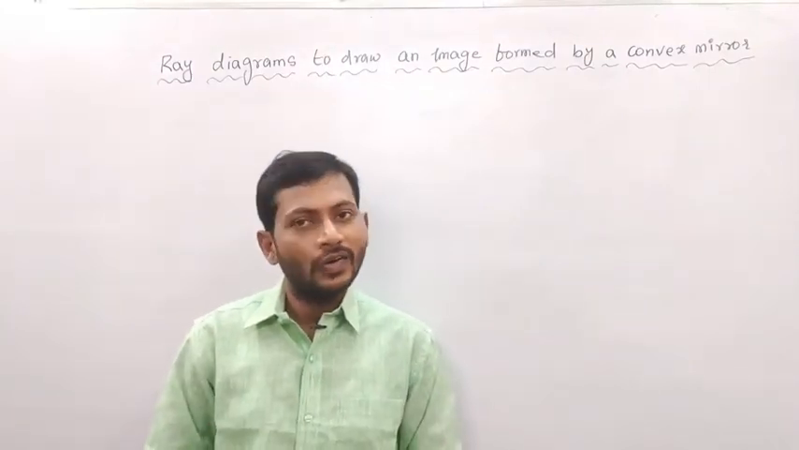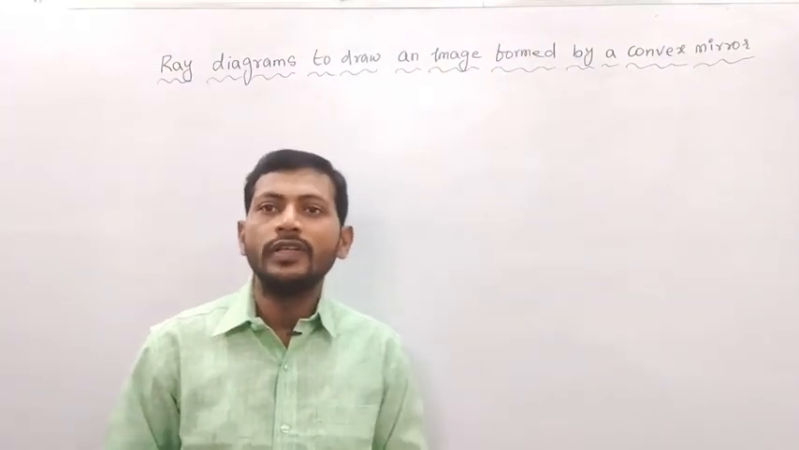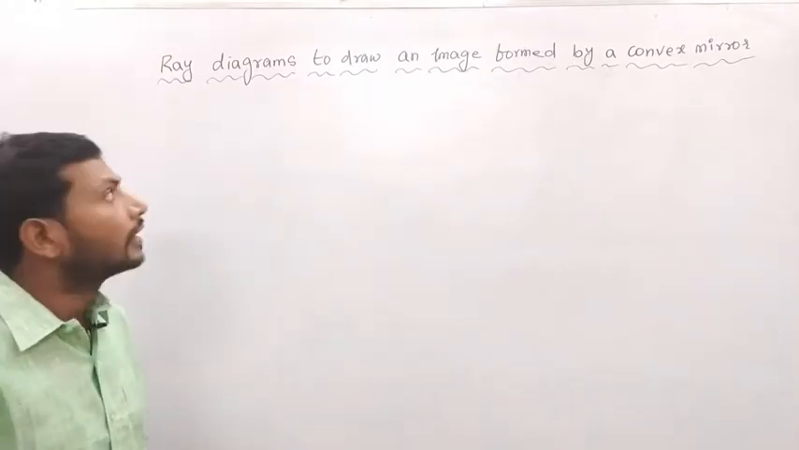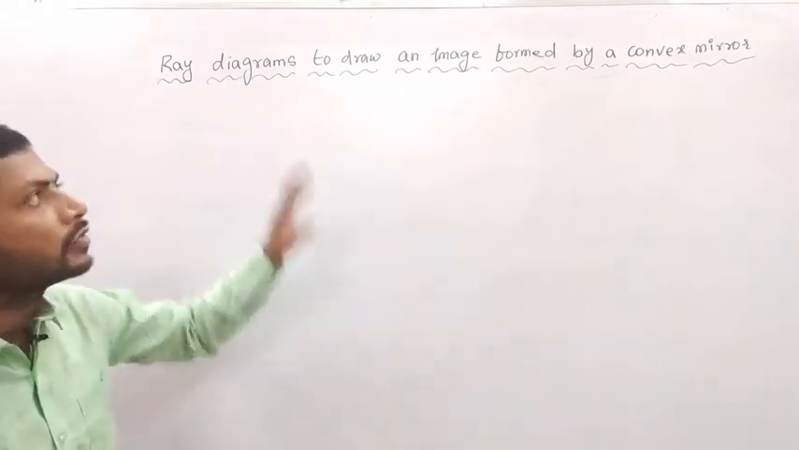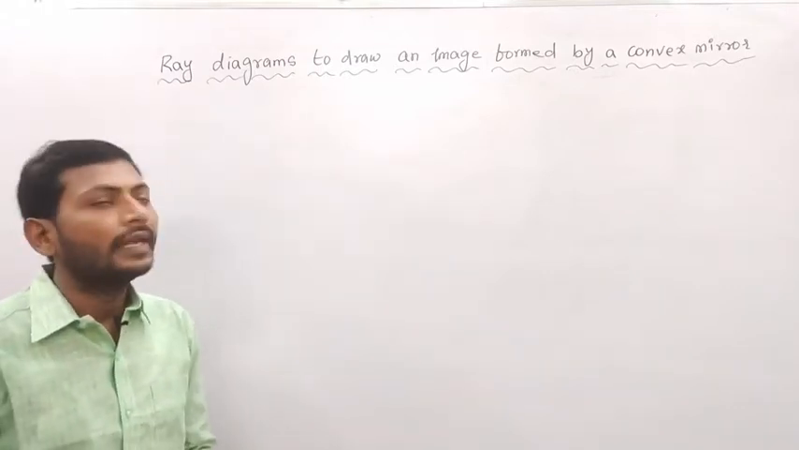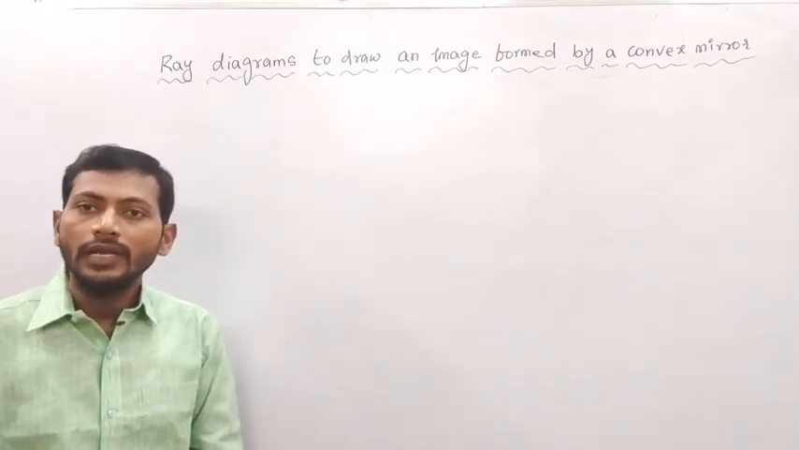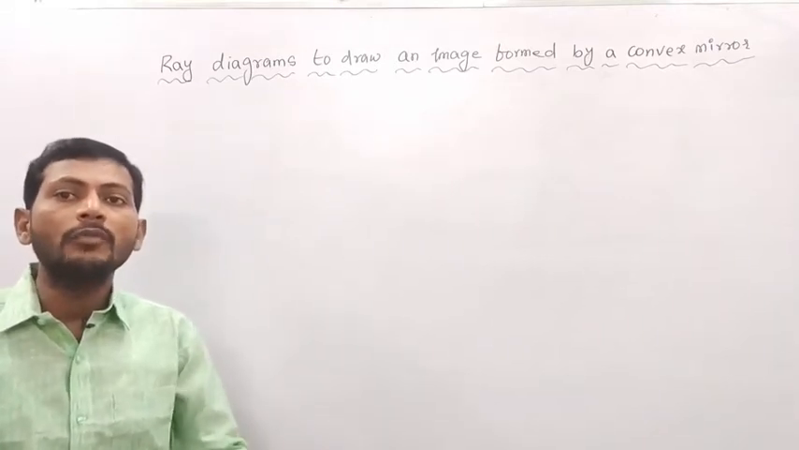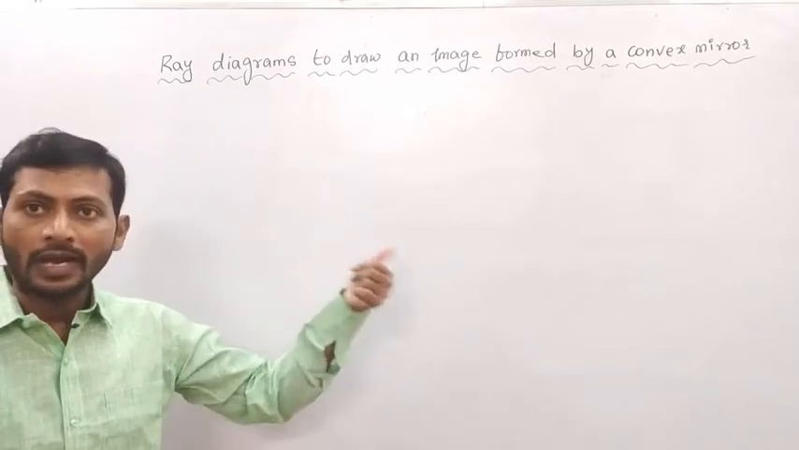Hi, today we are going to discuss the continuation of the previous class, that is, ray diagrams to draw an image by a convex mirror. In the previous class we discussed the images formed by a concave mirror.